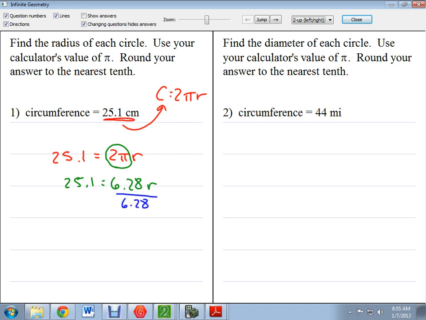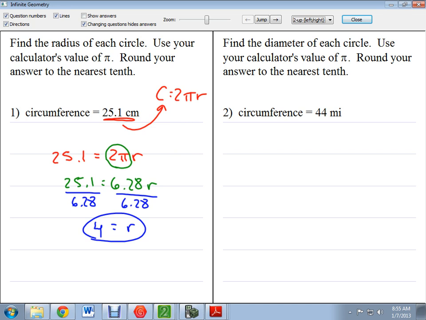And this is just a simple equation where all you have to do is divide both sides by 6.28 and then just calculate 25.1 divided by 6.28, and that'll get you your radius is equal to, and my calculator says 3.9968, and we're going to call that 4 after it is rounded.